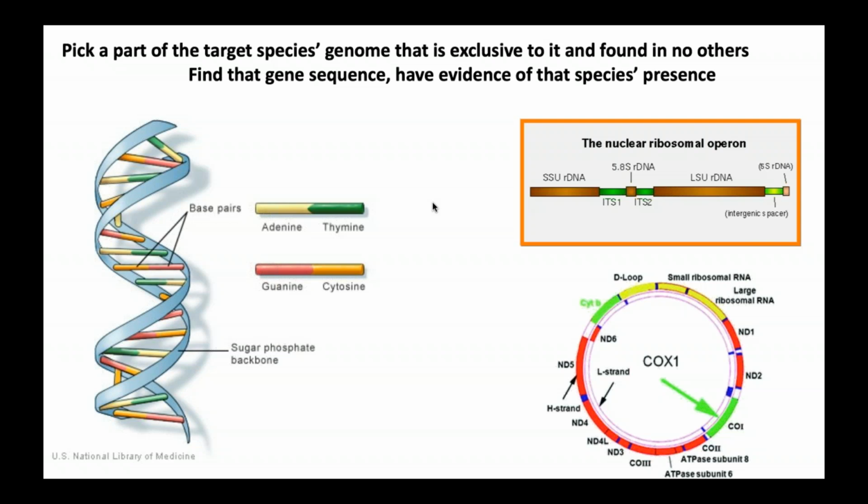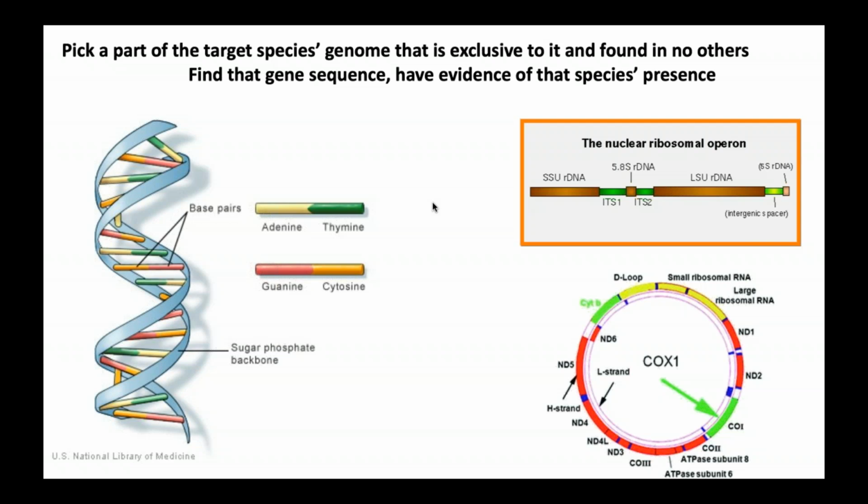So the trick here is to pick a part of the target species genome that's exclusive to it and found in no others. So you find a gene sequence that is really only found within the genome of the target species that you're looking at. So this is as much of the DNA details that I'll go into for the talk, but just to remind you, of course, that the DNA is just made up of a whole bunch of A's, C's, T's, and G's along the different segments of DNA.